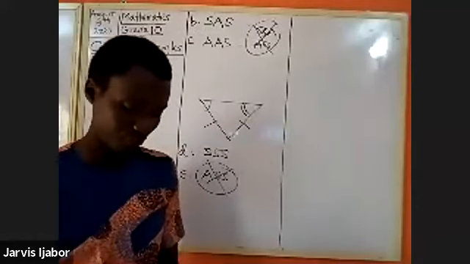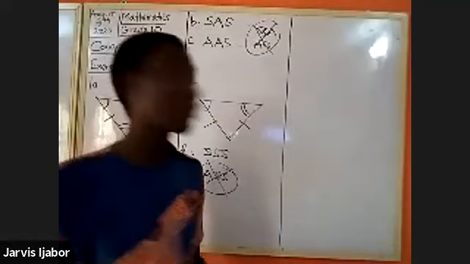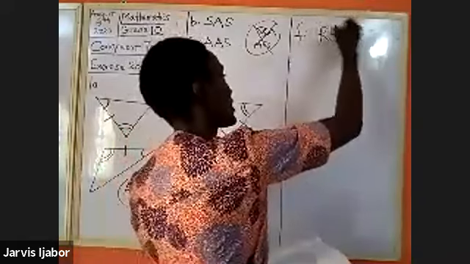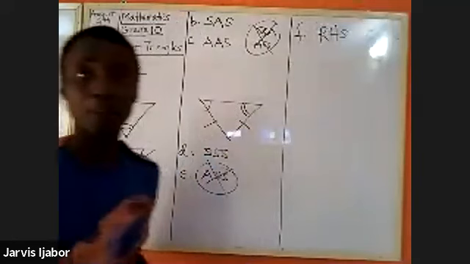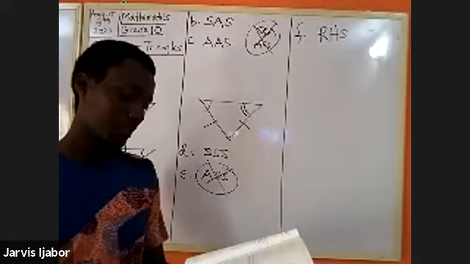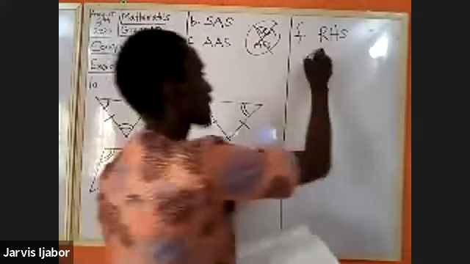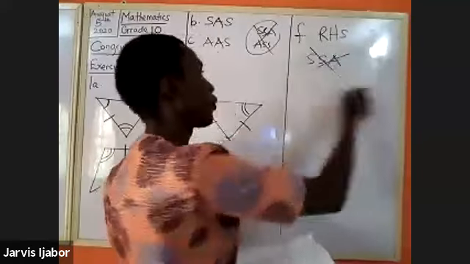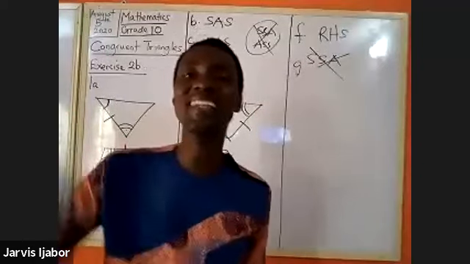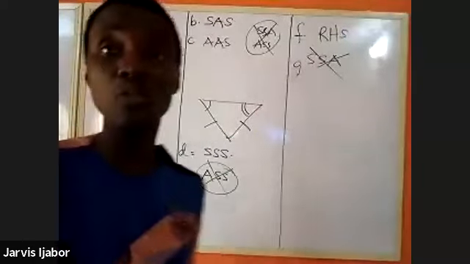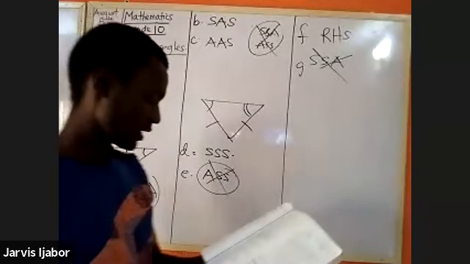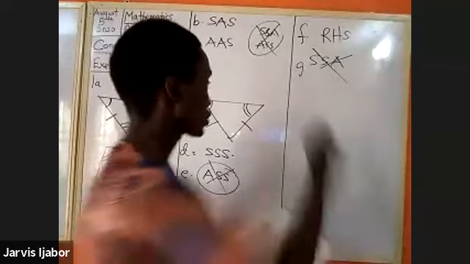Let's look at F. F will be congruent because it's going to be what? Right angle, hypotenuse, side. Let's look at G. Side, side, angle. No. Because we have said that the angle must be an included angle. So that's why that will not be correct. Let's look at H.